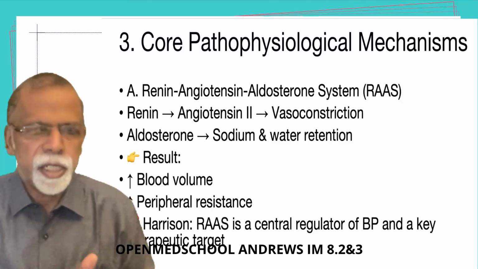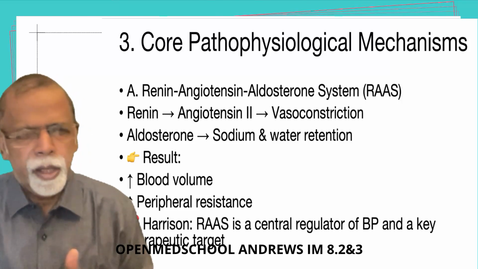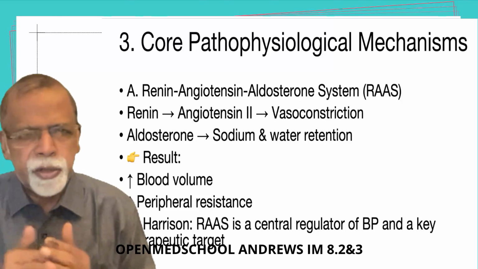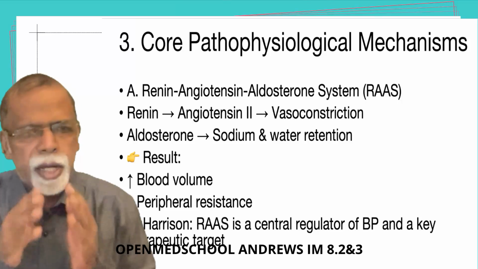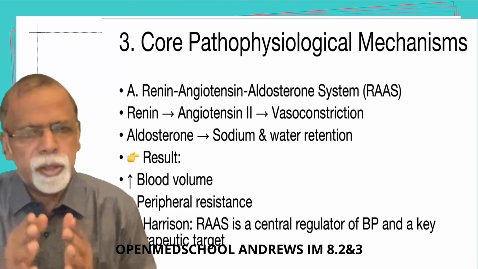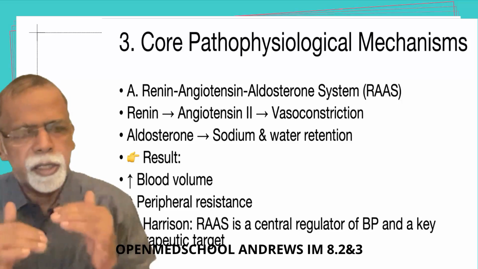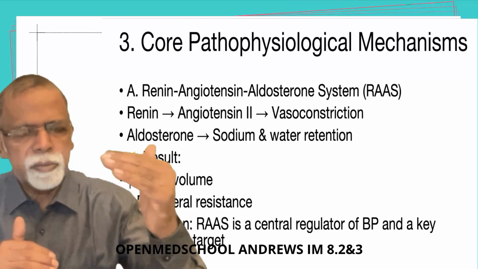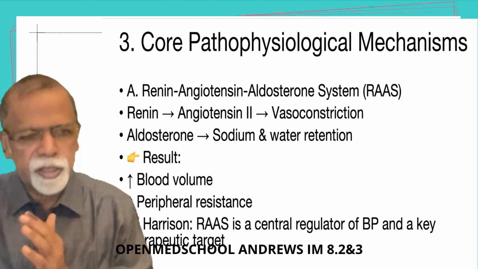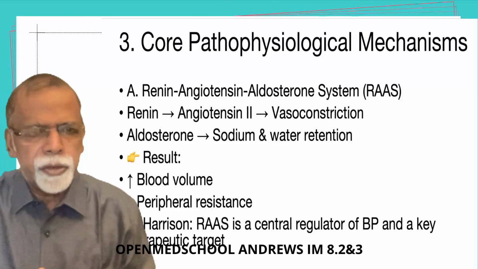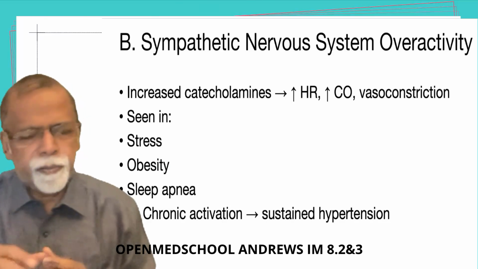First and foremost is renin-angiotensin-aldosterone system, or RAAS, activation. Renin leads to an increase in angiotensin 2 production, which leads to vasoconstriction, and aldosterone is produced, so that sodium and water retention occurs. So the result is an increase in blood volume due to the aldosterone action, and the peripheral vascular resistance increases due to the angiotensin. So this is one of the key therapeutic targets.